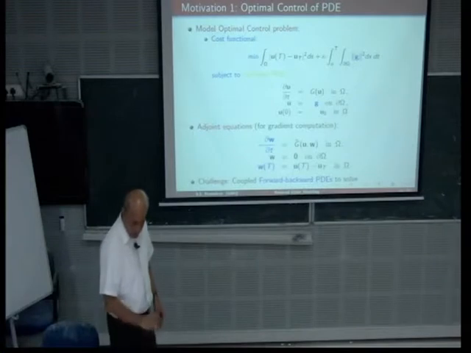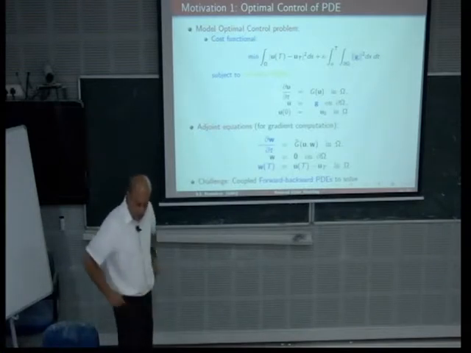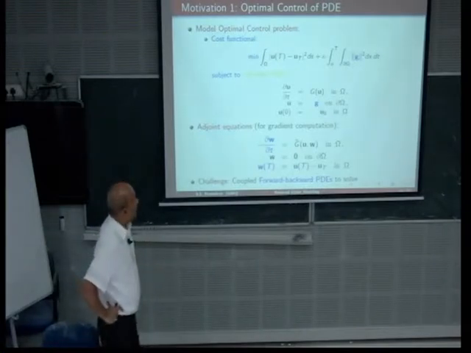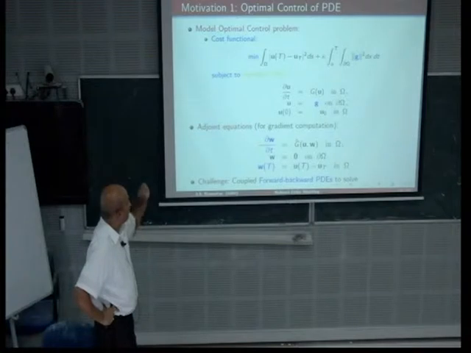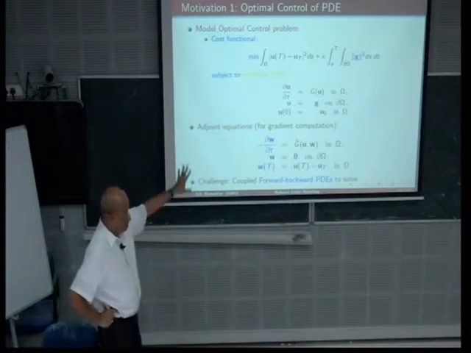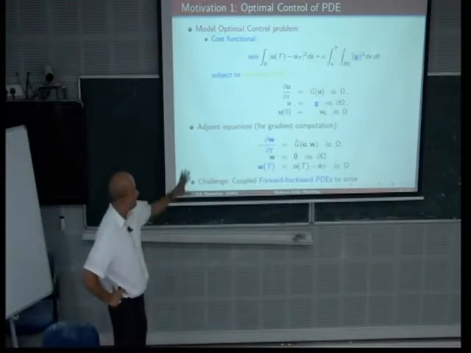Okay, here are some motivating examples with more detail. Optimal control of PDEs. Here we have a cost functional that we want to minimize, for example, subject to some nonlinear PDEs, just some abstract PDE, some time-dependent PDEs.